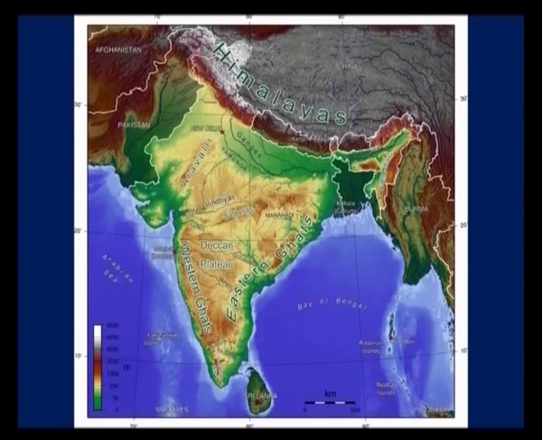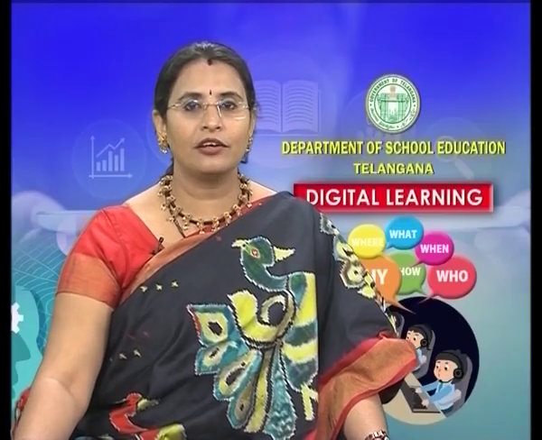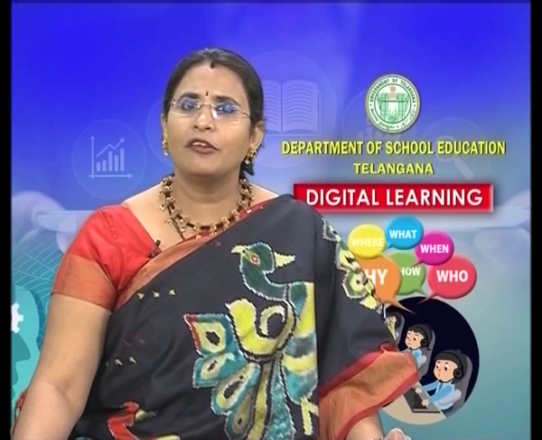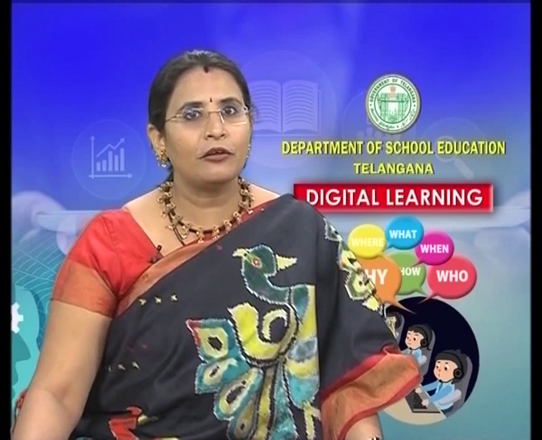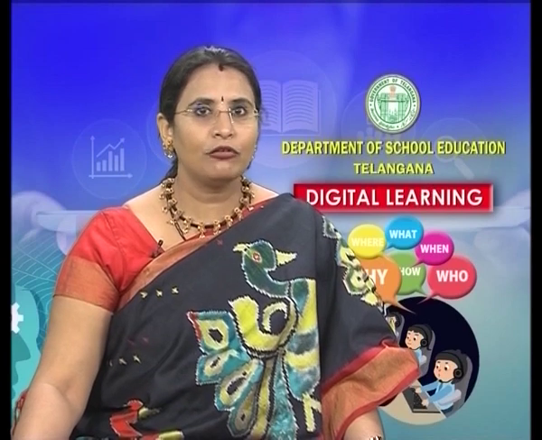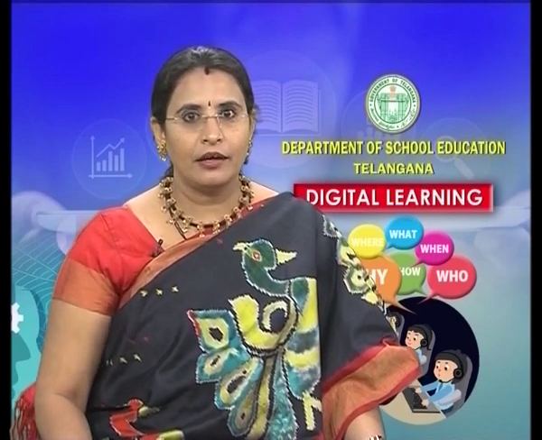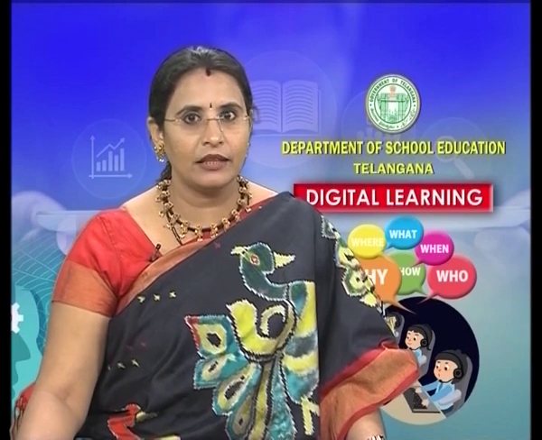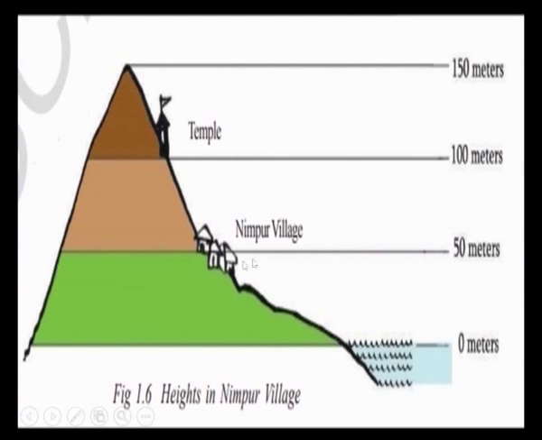The colors are not only used for showing the different types of landforms, but are also used for showing the height of a particular place from the sea level. Now, while measuring the height, children, you will see that there are many places located at a particular height. Referring to the figure of Nimpur village from our previous slide, when you go to 50 meters, it is not only Nimpur village that is located here. Along with Nimpur village, you will find many other places located.